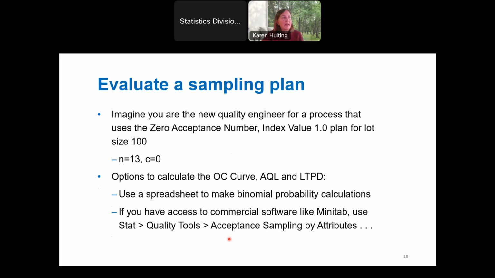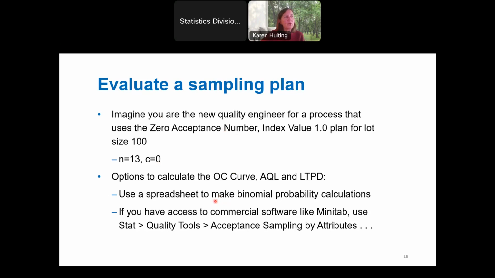So we're going to use the zero acceptance sample number. It's got an index, called an index value of 1.0, which is a good way to avoid calling 1.0 the AQL. It still sometimes gets called the AQL, even though it might not be the AQL, right? We're going to do these calculations to see what the AQL really is for this plan, but the sample plan is n equals 13, c equals 0. So I'm going to take a random sample of 13 units out of my lot. I'm going to inspect them and put them into either defective or non-defective. And if I get any defectives at all, then I'm going to reject this lot.